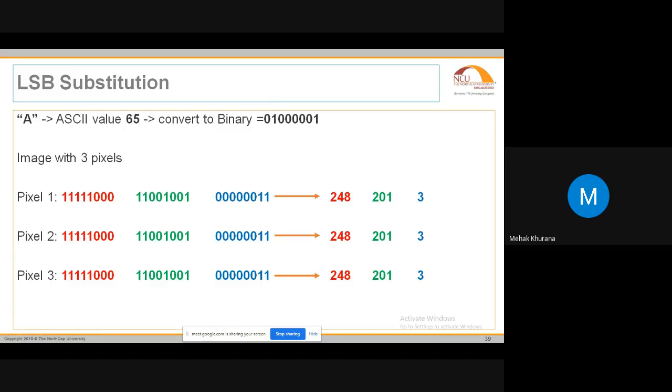I've colored that content, and then I've converted it back into normal numbers just to explain to you. Otherwise, we don't need to convert it. Converting back into normal decimal numbers, the red part comes out to 248, the green part comes out to 201, and the blue part comes out to 3. So all the pixels are the same. The 3 pixels I've selected have the same values: 248, 201 and 3.